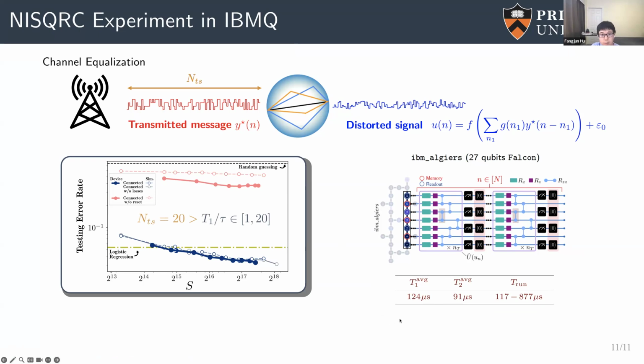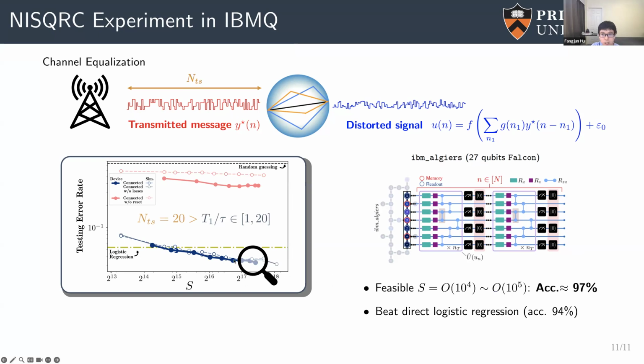However, we can successfully apply the NISQRC algorithm to the channel equalization task, which can be far longer than the coherence time. I think the longest time we chose is around 1 millisecond. And when you observe these purple lines, you can find that under a feasible number of shots, around 10,000 to 100,000, which is feasible on a superconducting platform, we found that it can reduce the noiseless classical logistic regression error rate by around 1/2.